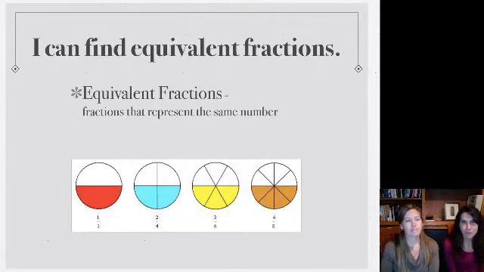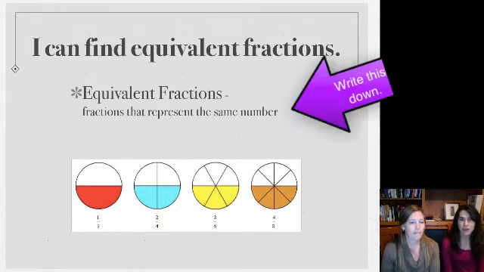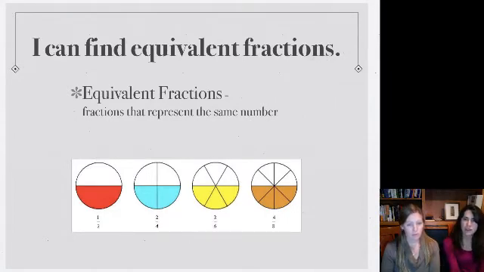So first of all, let's just get down one vocabulary word. In your math journal, fresh new page, equivalent fractions are basically fractions that represent the same number. So looking at this visual here, you're going to notice these 4 different circles. The red one represents 1/2, of course. You're going to see that 2/4 is another way to say it, but it's equivalent to 1/2. Same thing with 3/6 and then 4/8.